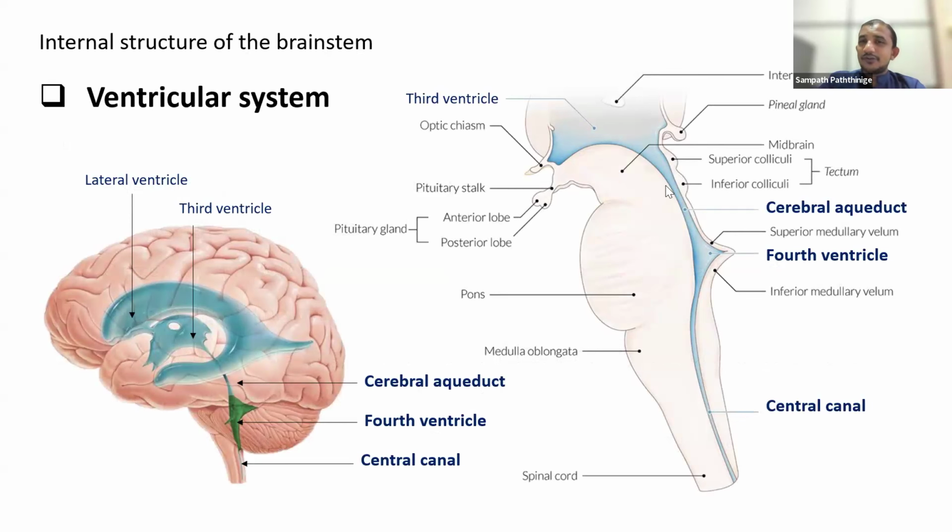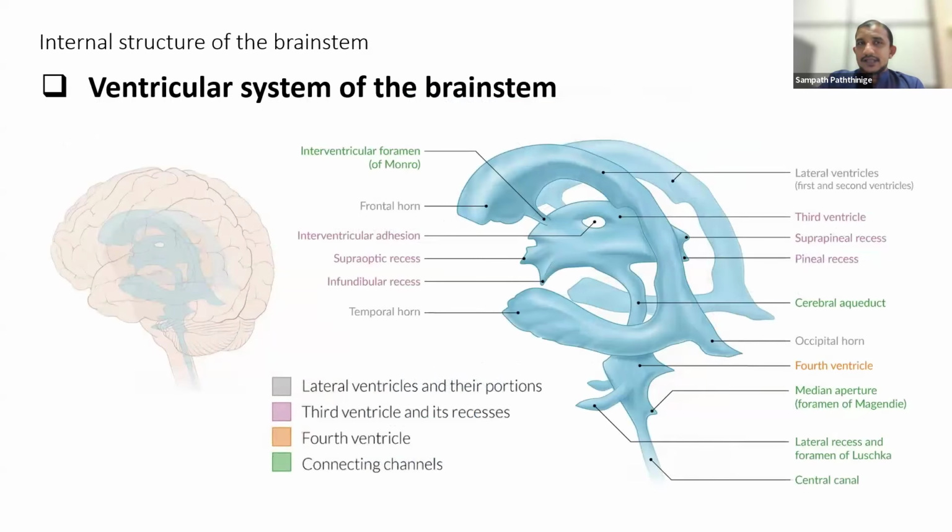You know how the ventricular system is arranged. In the midbrain, we have the cerebral aqueduct. In the pons, we have the fourth ventricle, which extends into the upper medulla, and the lower medulla has a central canal.